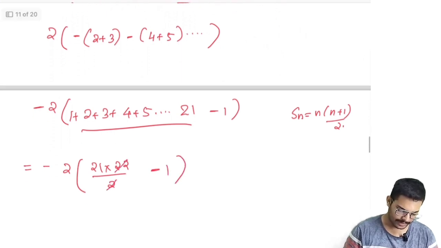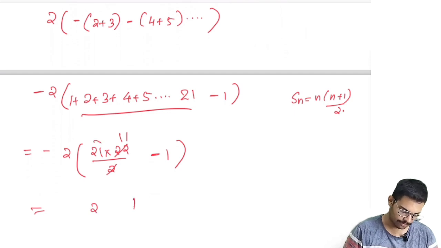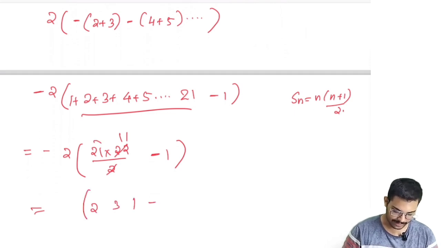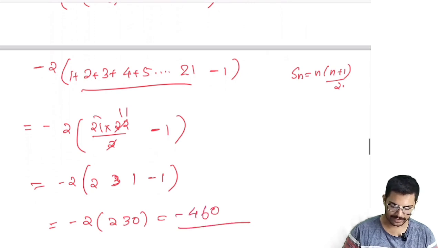This will be 11 into 21, which is 231. Minus 1 gives 230. Just write these two values and add, the middle value goes into minus 2, which is equal to minus 2 into 230, which is equal to minus 460.